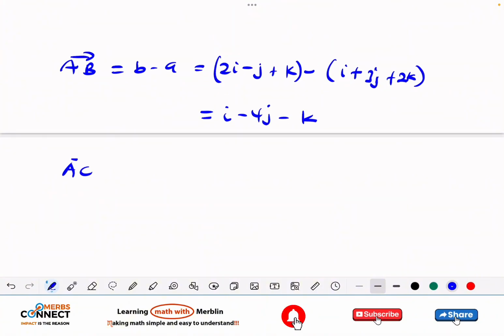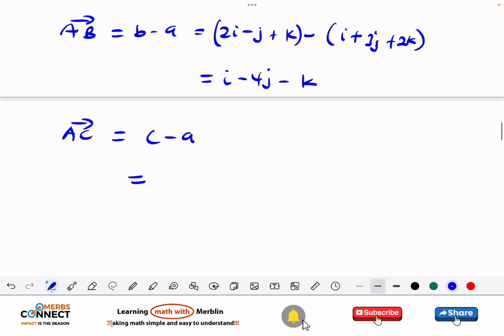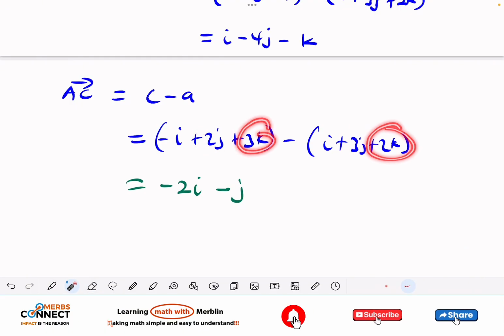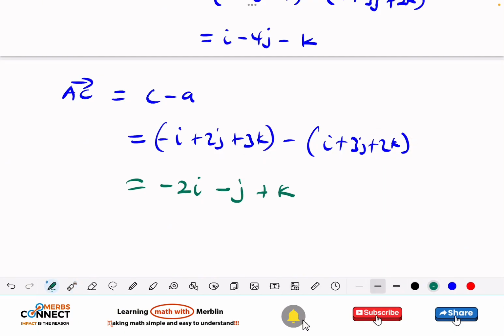Let's look for vector AC. So vector AC is C minus A. The C component is minus i plus 2j plus 3k. Minus, we have the A here, which is i plus 3j plus 2k. So let's do the subtraction. This minus this is going to give us minus 2i. This minus this is going to give us minus j. And then this minus this is going to give us plus k.